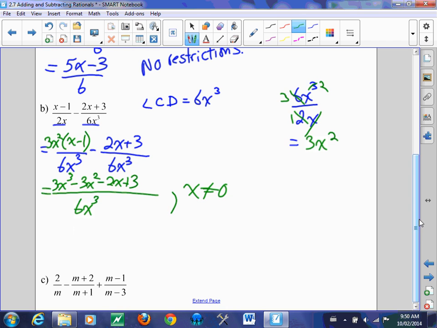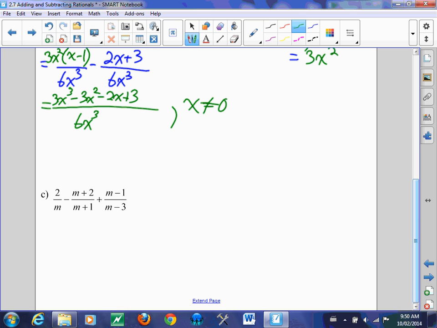All right. C. This is where you're going to need lots of room, ladies and gentlemen. Okay? And get your thinking cap on and have some patience here. Okay. So what is a common factor? So my lowest common factor, or denominator, where m goes into m plus 1 and m minus 3.